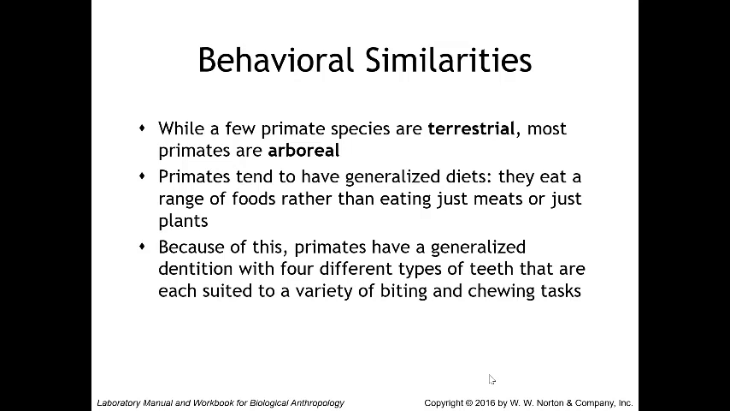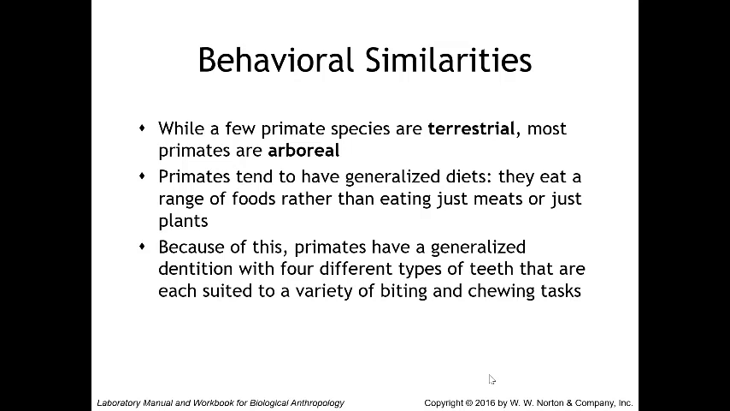Primates tend to have generalized diets. They eat a range of foods rather than just eating meats or plants. They have a generalized diet. Because of this, primates have generalized dentition. They have 4 different types of teeth that are each suited to a variety of biting and chewing tasks.